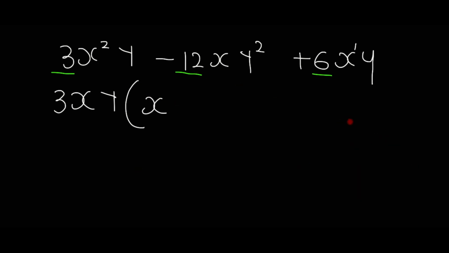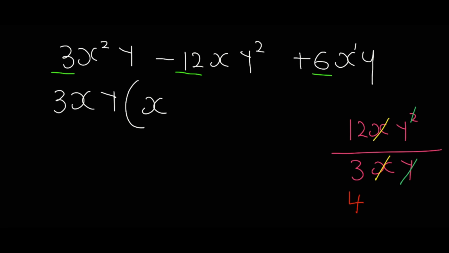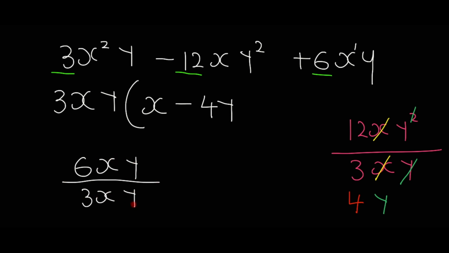And then we do the same thing: 12xy squared divided by 3xy. From there you can see that 12 divided by 3 is 4, and then x and x cancel, and then y squared divided by y gives y, because y and y cancel, and then we remain with y. So for this one we have minus 4y. And then now we do 6xy, and then we divide by 3xy, so y and y cancel, and then x and x cancel, and then 6 divided by 3 is 2, so here we have positive 2, and then this is our answer.